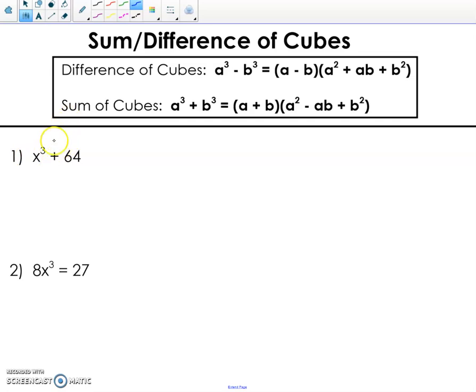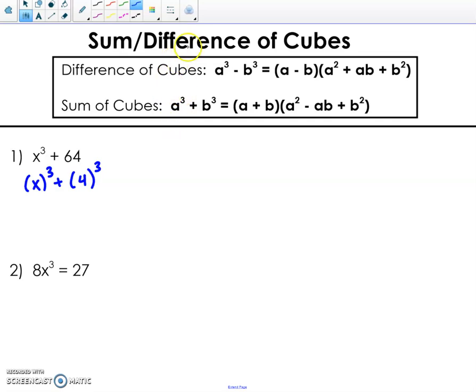So if we look at number 1, again, we're just going to factor it. There's no equal sign. So what we want to do first is take the cubed root of each of these terms. So the cubed root of x cubed is going to be x, right? Because x times x times x is x cubed. The cubed root of 64 is going to be 4, because 4 times 4 times 4 is 64. So the first thing we do is we break this into the cube roots.